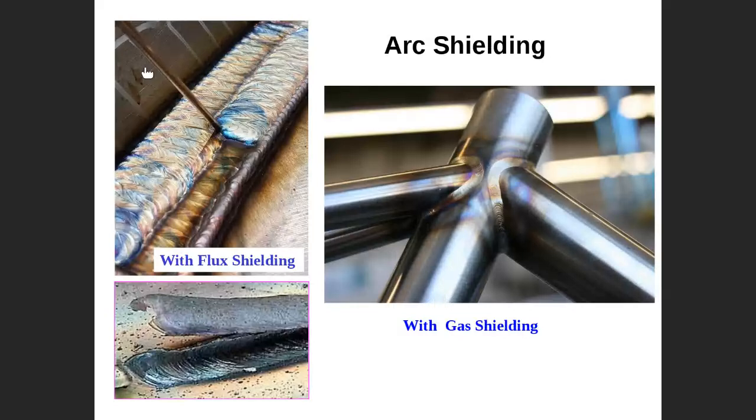Flux is coating the filler material, and finally, as the end slag is created, a layer will cover this one. We call it slag because the flux reacts with the environment, creating slag. Slag will cover this one. Later, after finishing, this slag will be removed manually.